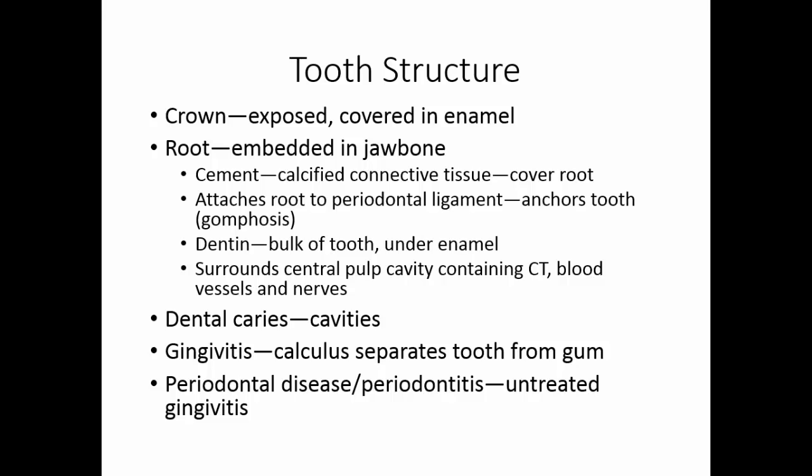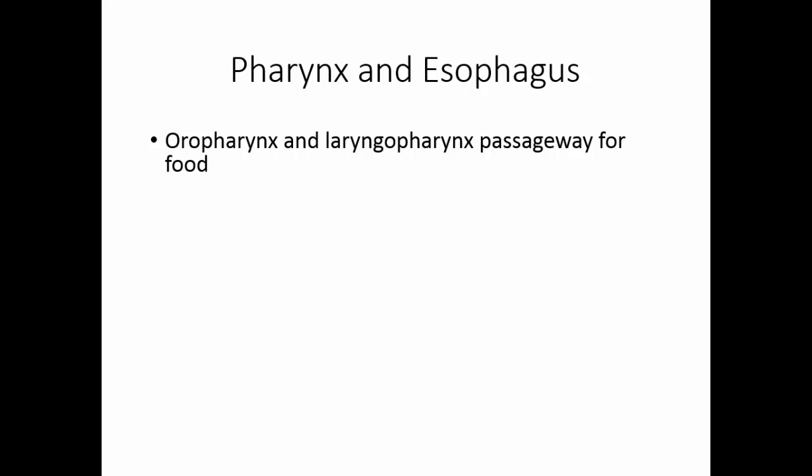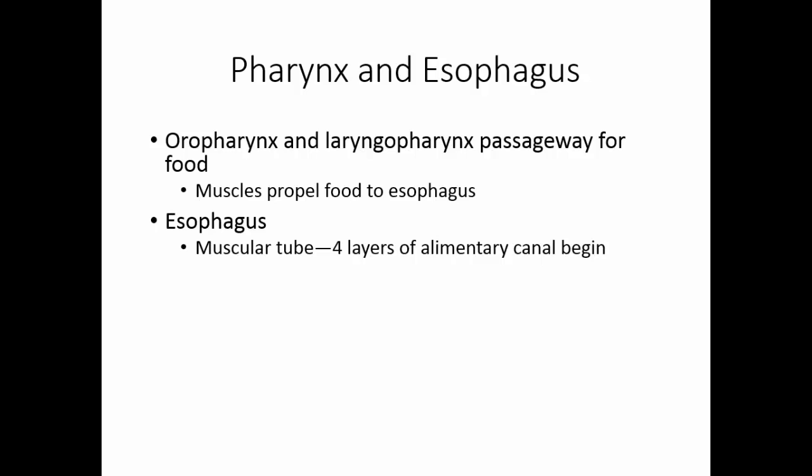The oropharynx and the laryngopharynx, you'll remember, are passageways for food as well as air. The muscles of the throat propel the food to the esophagus. The throat, remember, has voluntary muscle in it. The esophagus is a muscular tube. This is where the 4 layers of the alimentary canal begin.